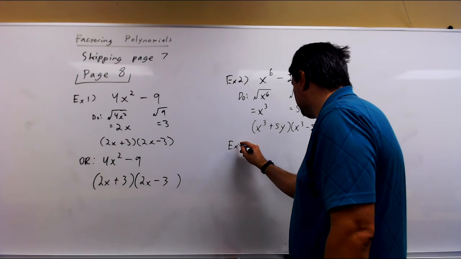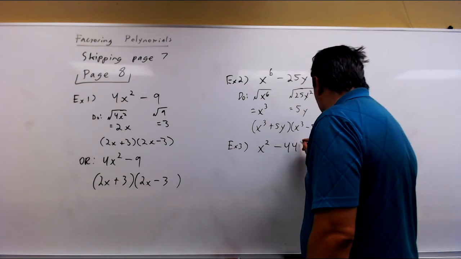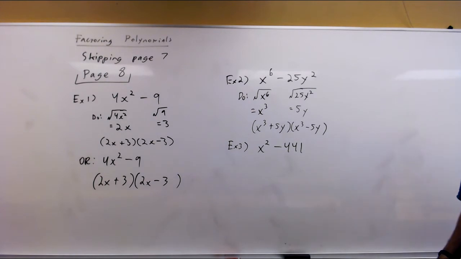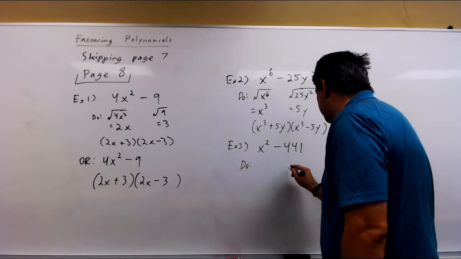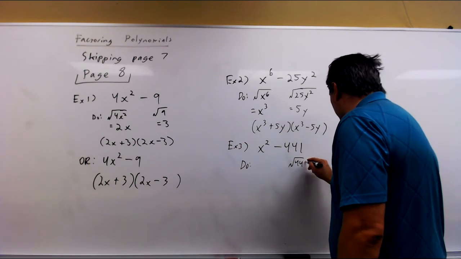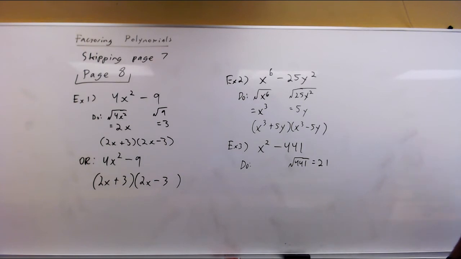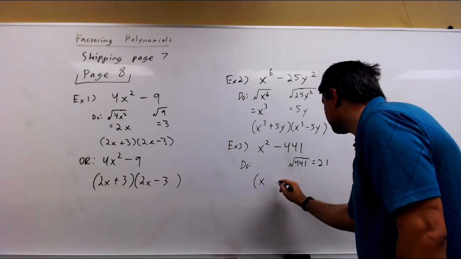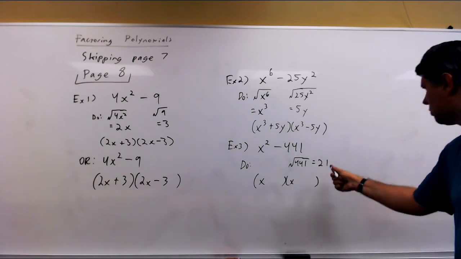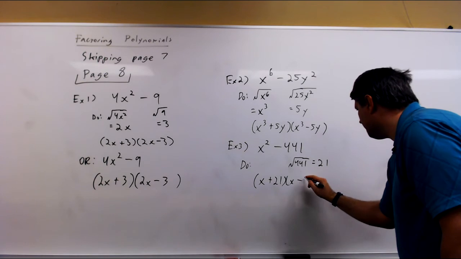Example 3, x squared minus 441. Well, you could do this in your head, but the square root of 441 is 21. So I'll have square root of x squared is x. Square root of 441 is 21. So plus 21, minus 21.